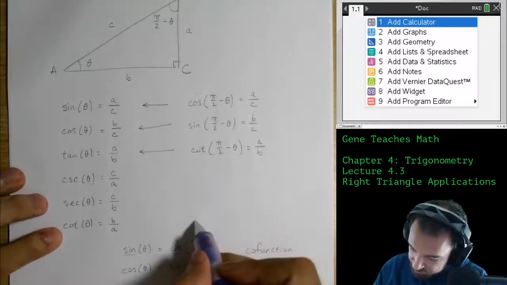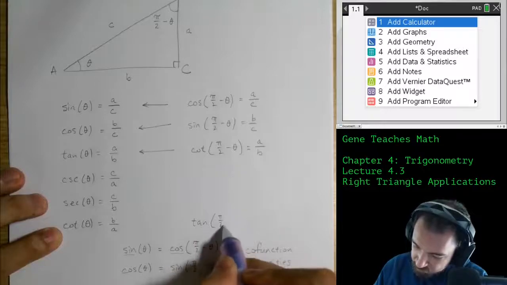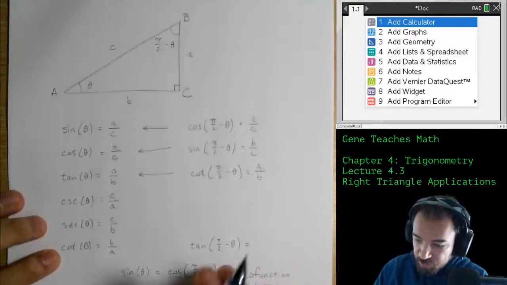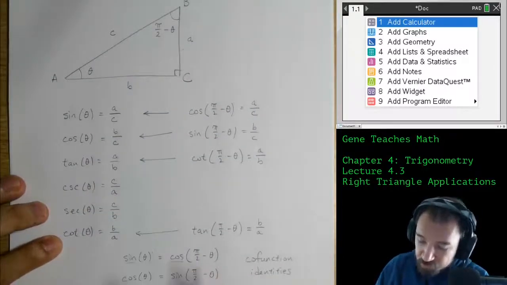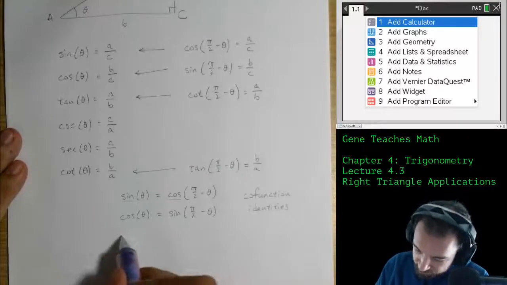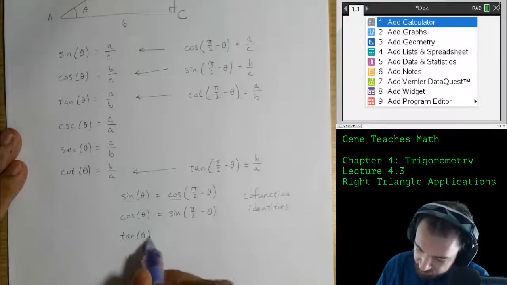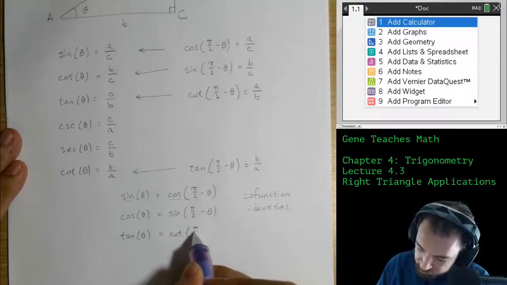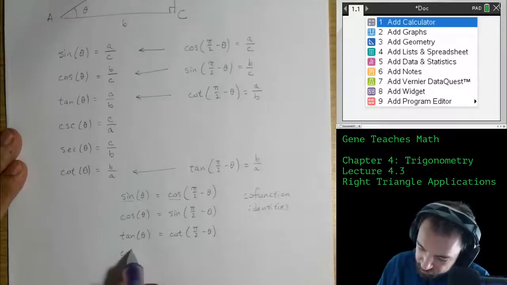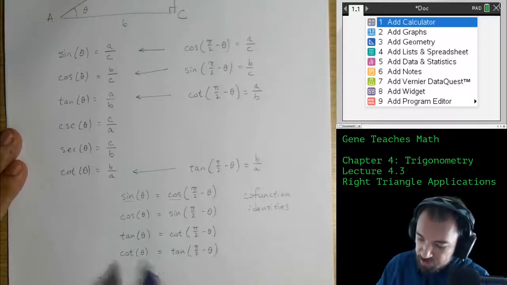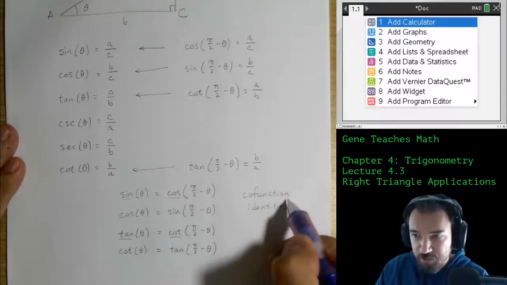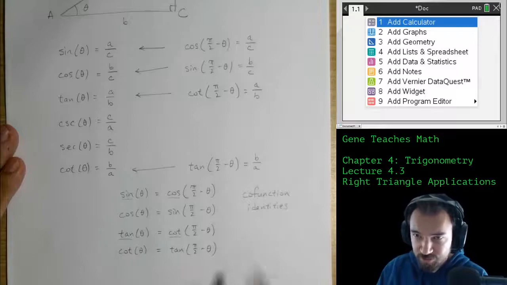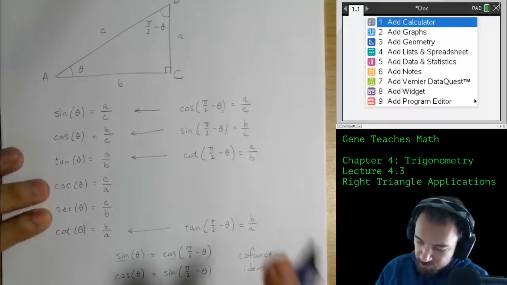And what if we take tangent of pi over 2 minus theta? This is going to be, from this angle's perspective, opposite over adjacent, which matches the cotangent of the original angle. So we can write it like this. We can say tangent of angle theta is the cotangent of the complementary angle. We can say cotangent of theta is tangent of the complementary angle. And then, because of this pair of properties, we say that tangent and cotangent are cofunctions.